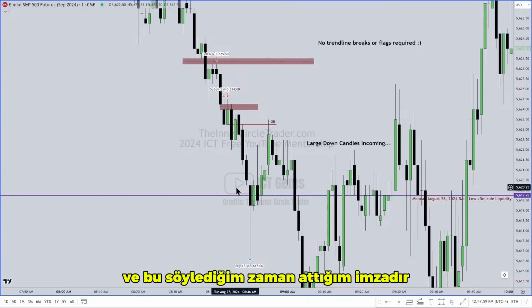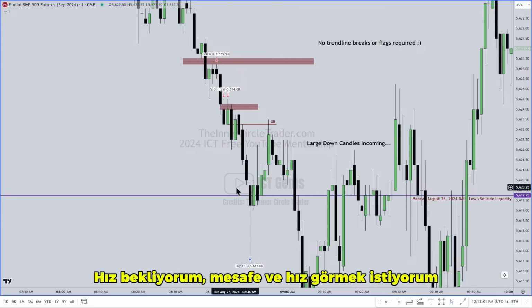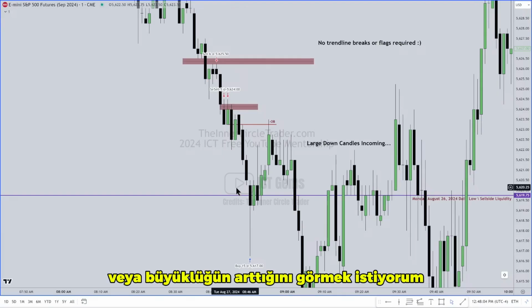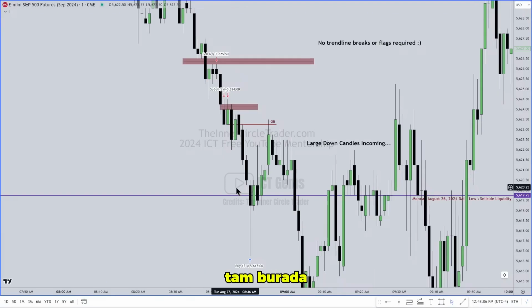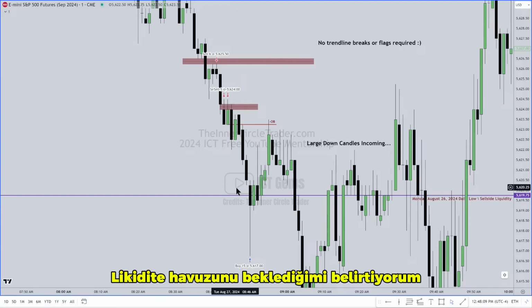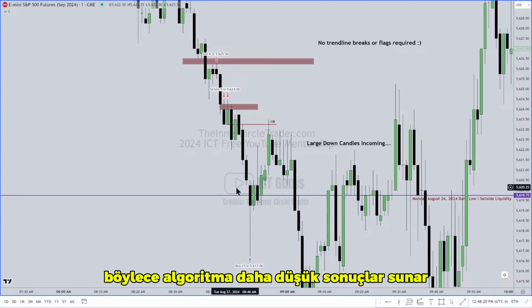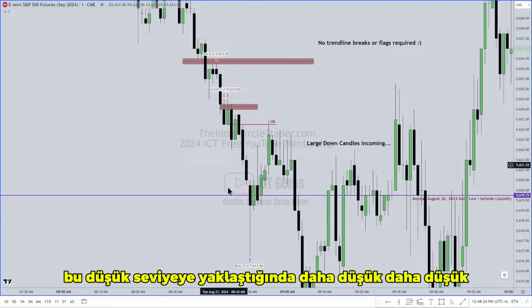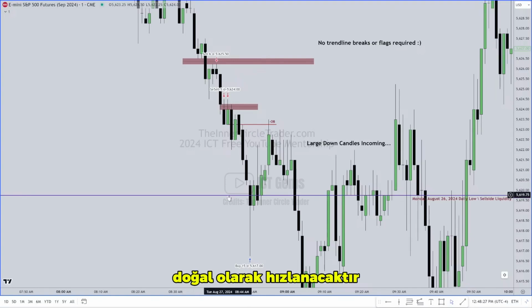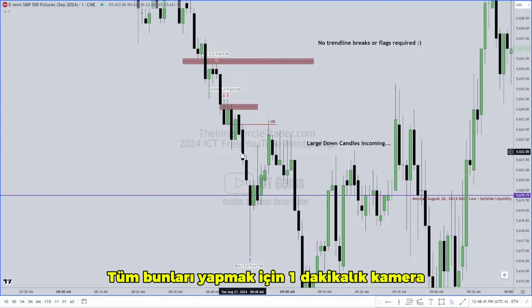And that's the signature that when I am saying I'm expecting speed, I want to see distance and speed, or I want to see the magnitude of the move increase right here. I'm indicating that I'm expecting the pool of liquidity that's next in order of business, going lower or higher. They're going to quickly run for that because they are not going to let them pull those orders. So as the algorithm delivers lower, lower, lower, when it gets in proximity of this low, it will naturally speed up. That's why when you're watching price, it's here, then it's here, and you think it took a long time for that 1 minute candle to do all that.